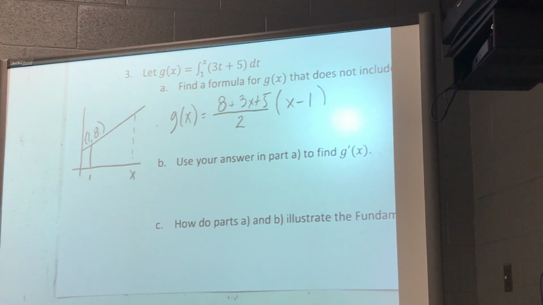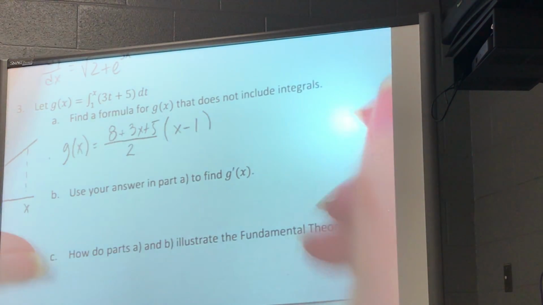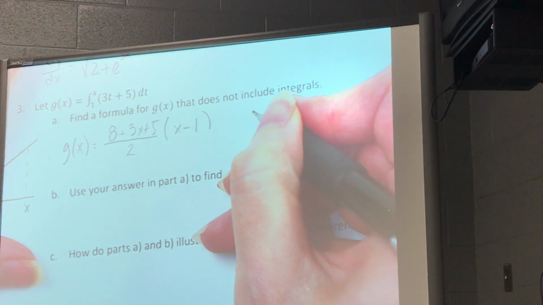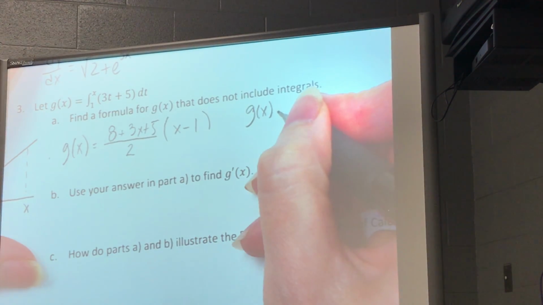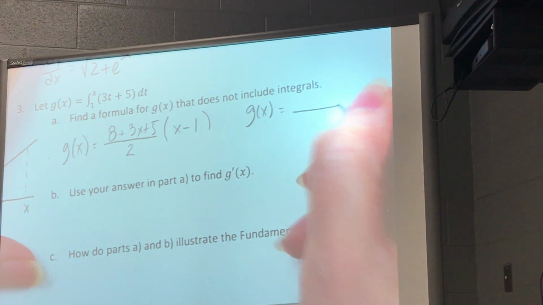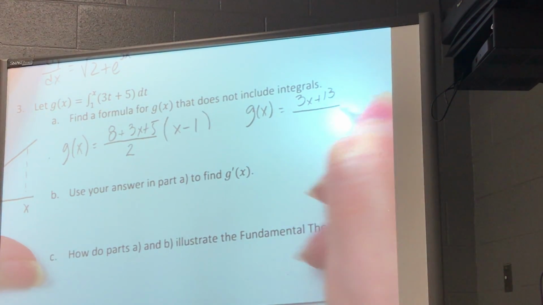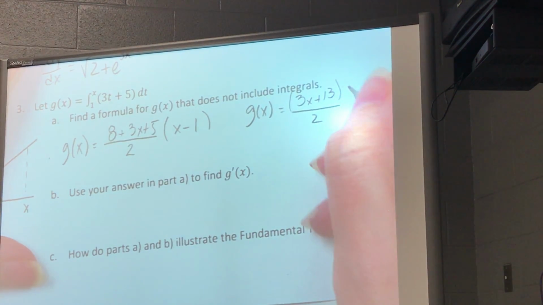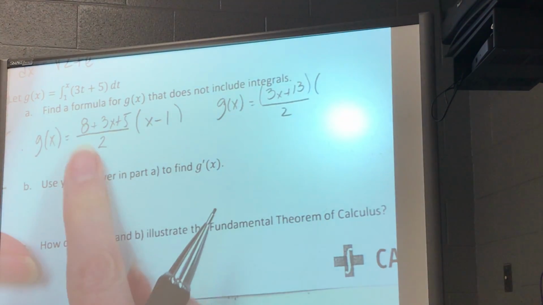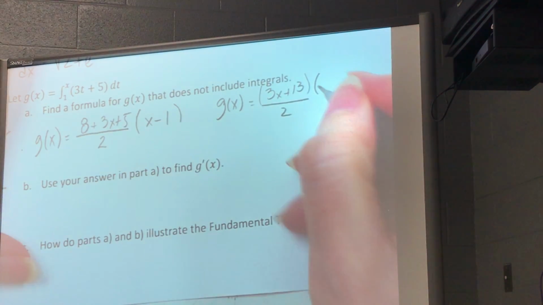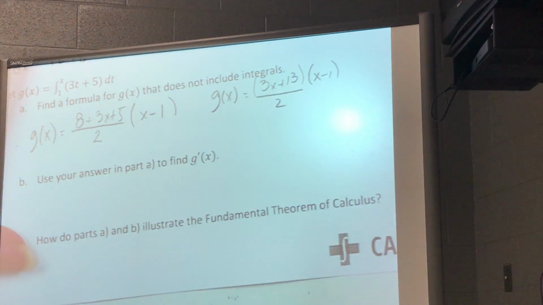Okay. That technically is a formula for g of x. It doesn't include integrals. Now, I see that in part B, I'm going to have to find the derivative of that. So I'm going to make it easier to look at and easier to find the derivative. So I'm going to go ahead and add my 8 and my 5.